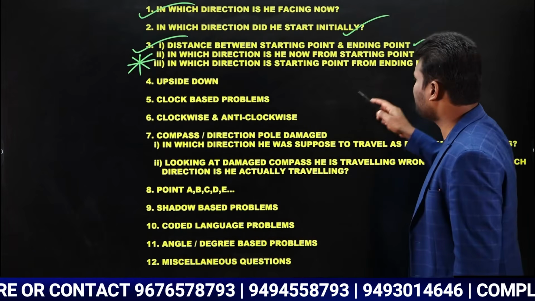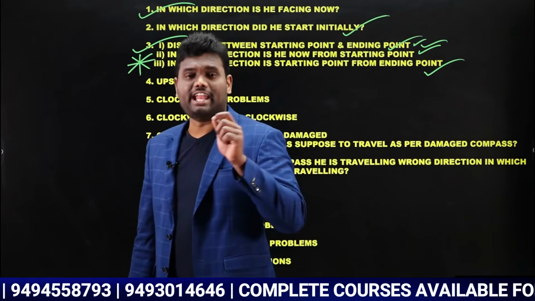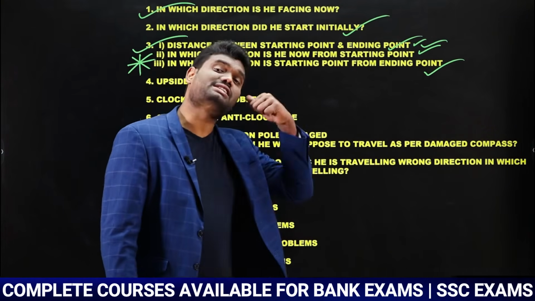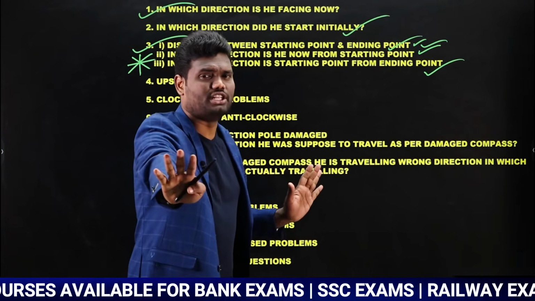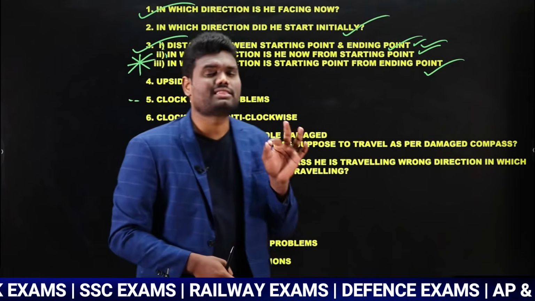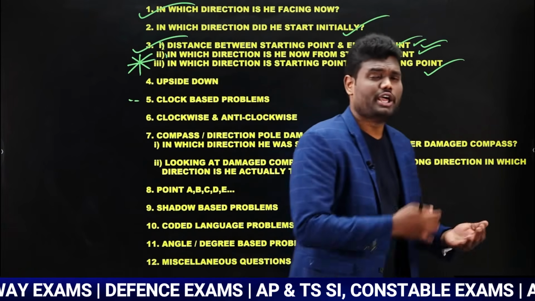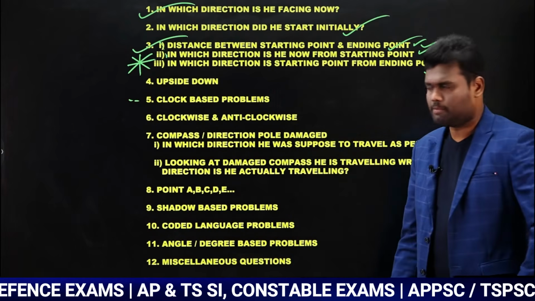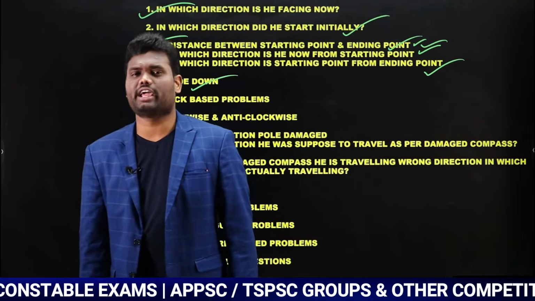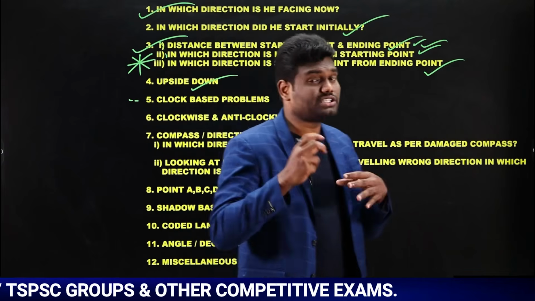So the question can come individually, like the distance between the starting point and ending point, or in which direction is he now from the starting point, or in which direction is the starting point from the ending point. Or else it can be clubbed, that is, 1 and 2 together or 1 and 3 together. Is it clear? The third model is very important. From this model, you get questions frequently in examinations. Okay. Next, the following model is upside down. Sometimes you get questions based upon upside down, saying a person is standing upside down. Questions will be in this way.